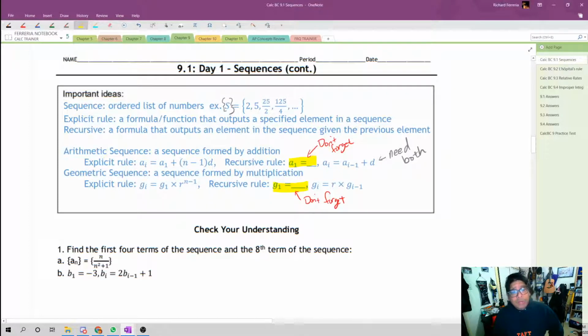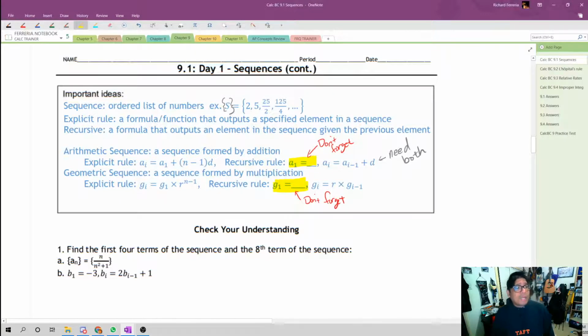G_1 has to be stated. I was going to say explicitly stated, but that's getting confusing. But that first term has to be stated, and then the rule to get to the next term is the previous term multiplied by the common ratio r. The explicit rule for a geometric sequence, which we didn't talk about, is just the first term multiplied by the common ratio to the n minus 1 power.